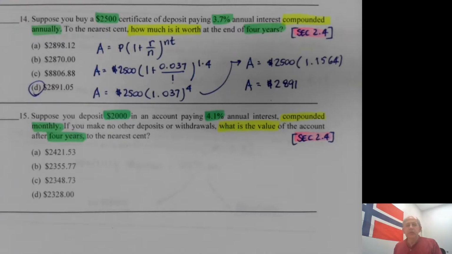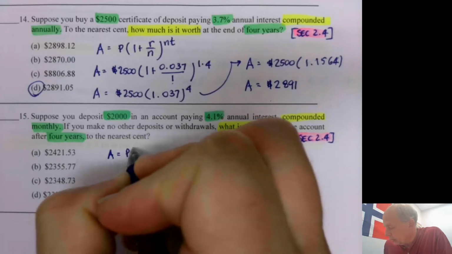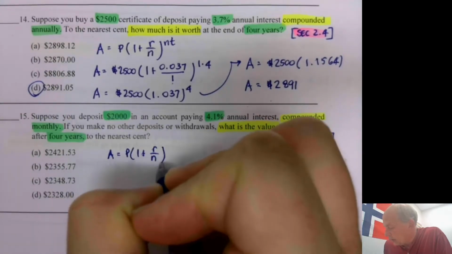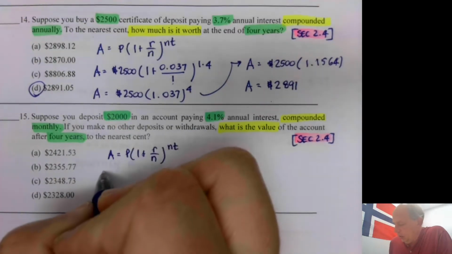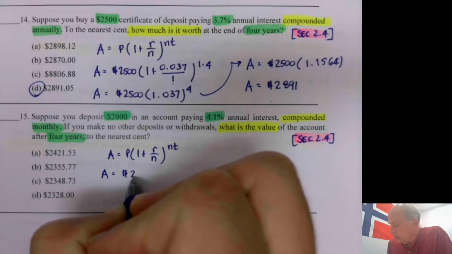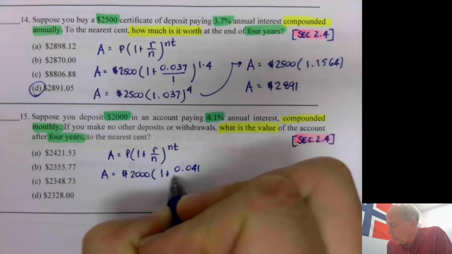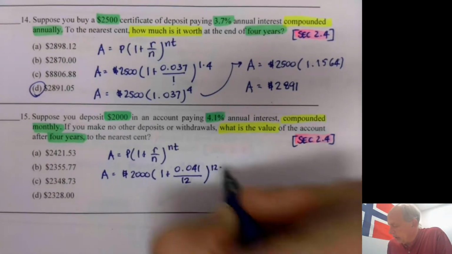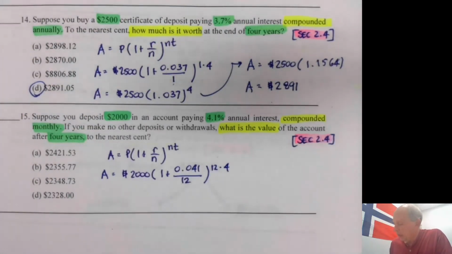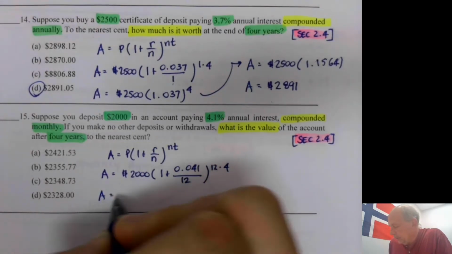Number 15 is basically the exact same problem. I have a compound interest problem, so that throws me right to this formula. I want to see the future value A. If I start out with $2,000 in this account, I get 4.1% interest. This is compounded monthly, so my N is going to be 12. I'm going to let that sit in the bank for 4 years as well. There are all of my values plugged into the formula.